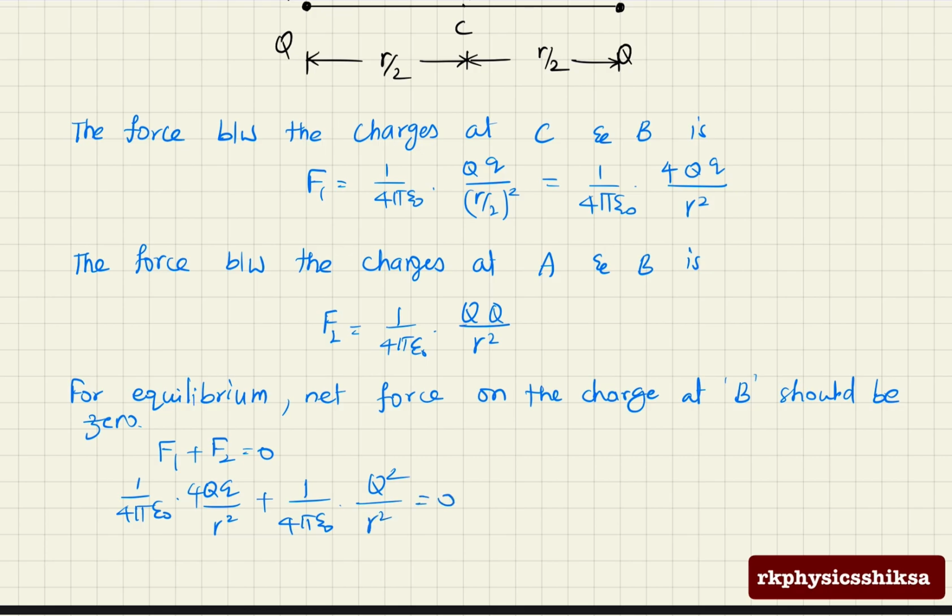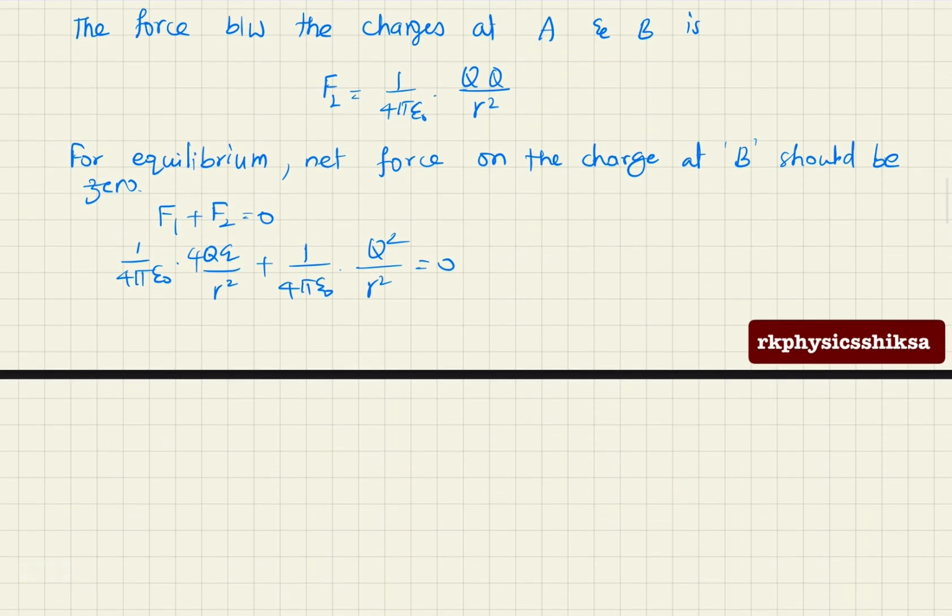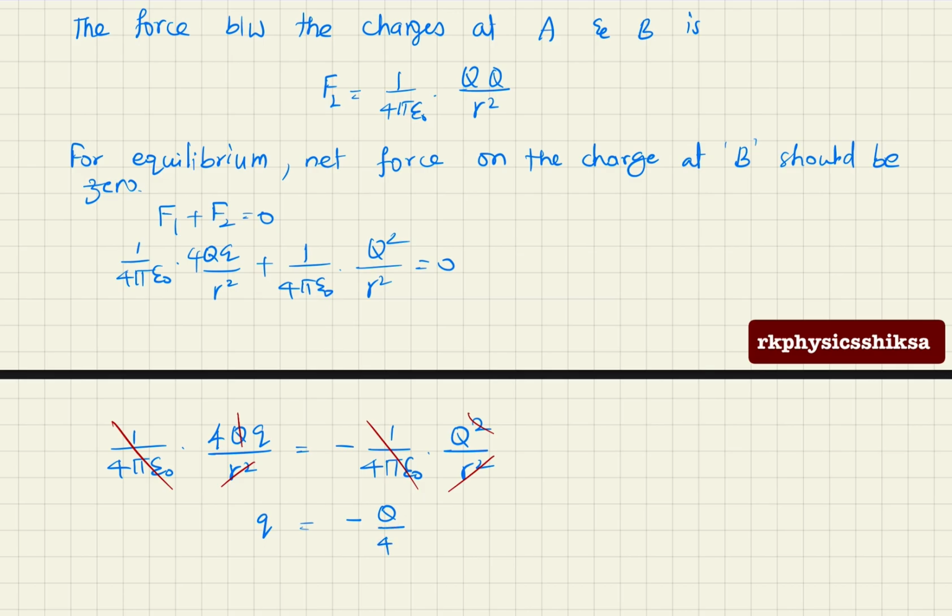From which I can write 1 by 4 pi epsilon naught into 4 Q into small q divided by r square is equal to minus 1 by 4 pi epsilon naught into capital Q square by r square. Here 1 by 4 pi epsilon naught cancels, r square cancels, and one capital Q cancels. What remains is small q is equal to minus capital Q by 4.